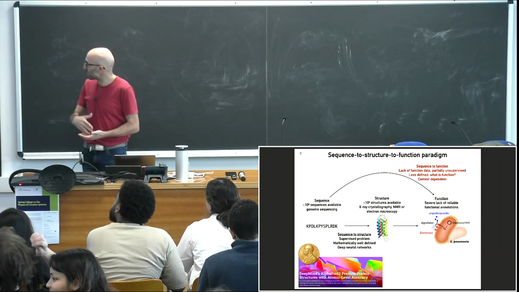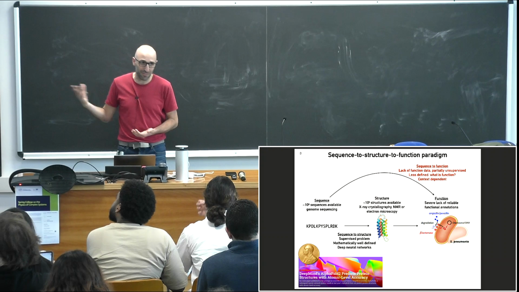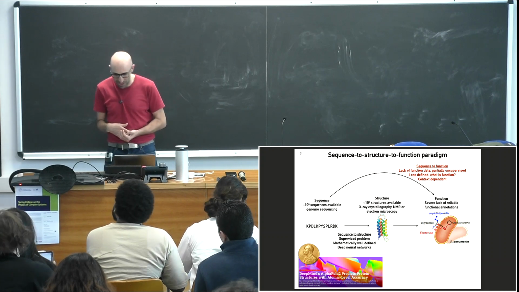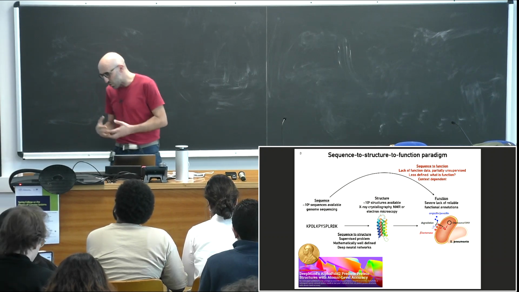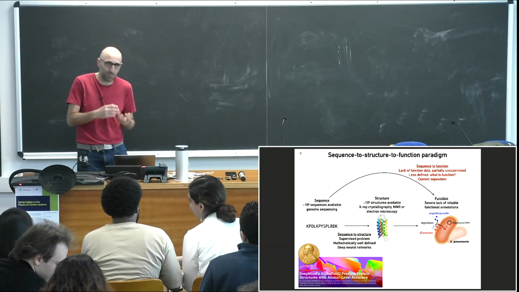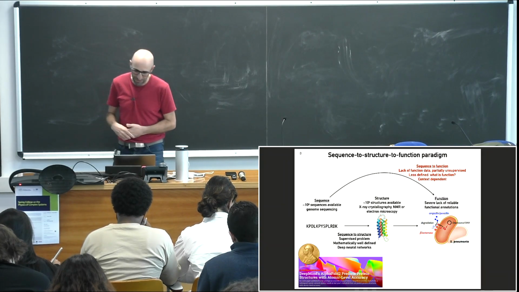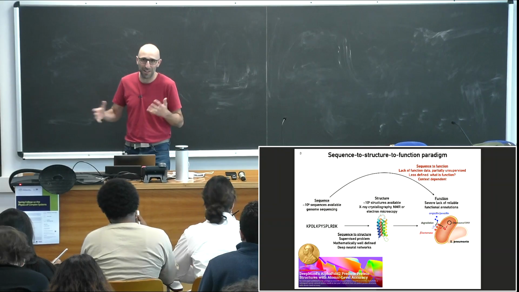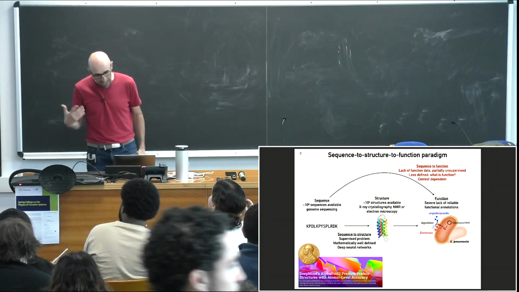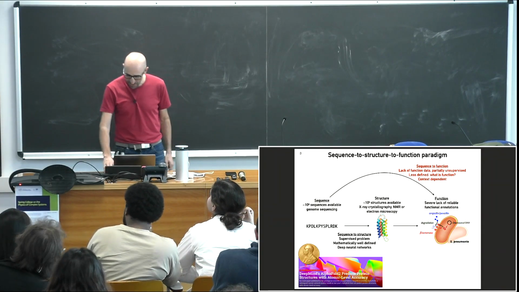So for going from sequence to structure, we have now AlphaFold and similar machines. But going from sequence to function or from structure to function is complicated because function is not a very well-defined concept. It depends a lot on the environment, on the context, and so on. And also because we have few data.